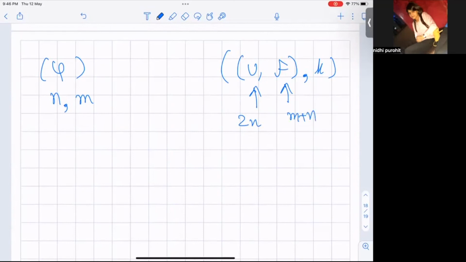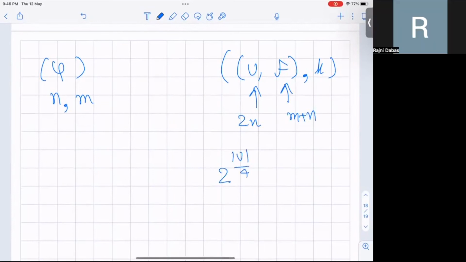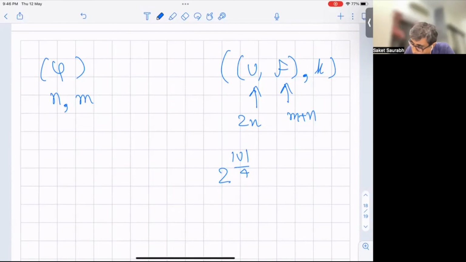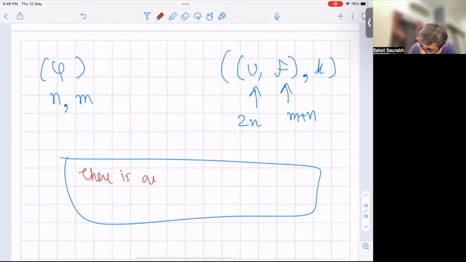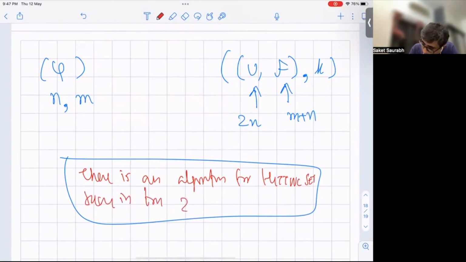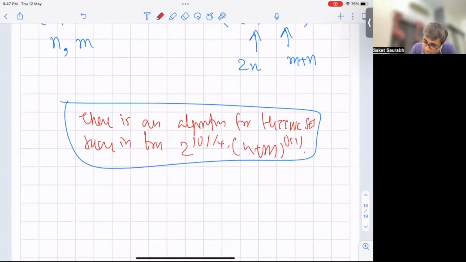Okay. And what did we assume? We assume that hitting set does not have an algorithm running in time 2 to the power |U|. Suppose there is an algorithm. Suppose this is our existing algorithm: there is an algorithm for hitting set running in time 2 to the power |U|/4, times (n plus m) to the power big O of 1. What does this imply because of this reduction? That you can design an algorithm for SAT. This implies SAT can be solved in time.